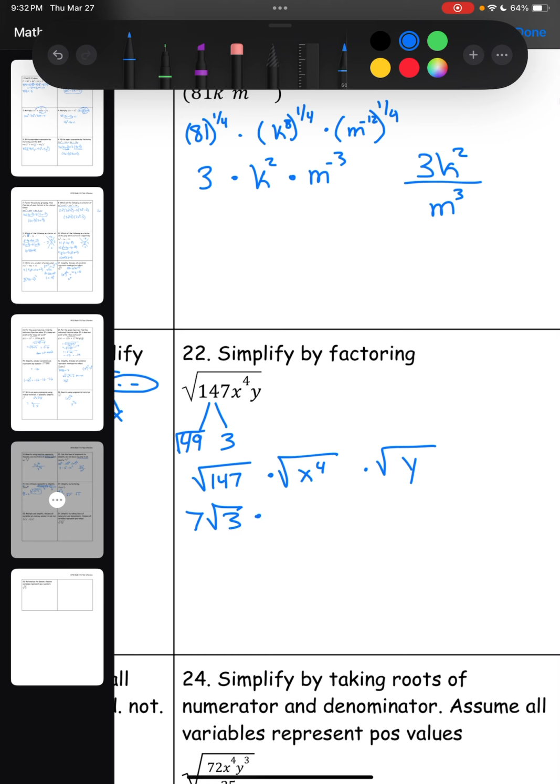Alright, how about our x to the 4th? Well, x to the 4th. How many groups of 2 x's are there here? 1, 2. So, x squared. Then our last one is our y. There's no pairs of y. It's just a single y, so it stays the same. So then we're going to join this out. These are our outsides, because they got out of the square roots. They're not stuck anymore. But our 3 and our y are still stuck under that square root.